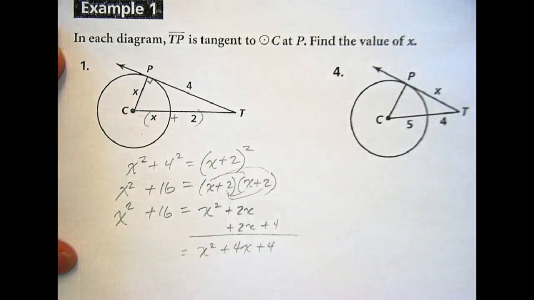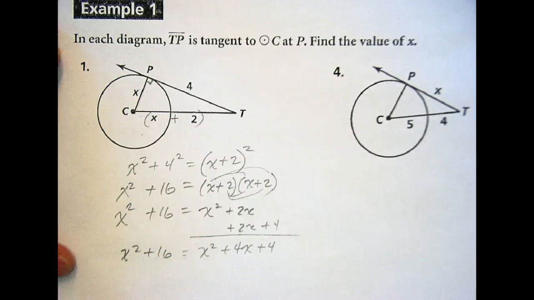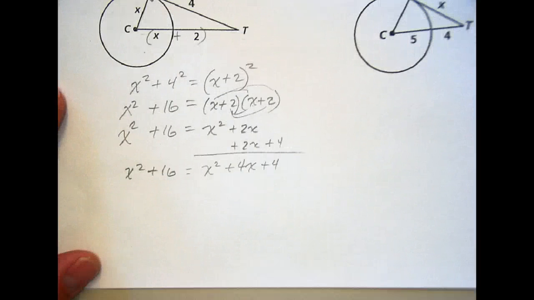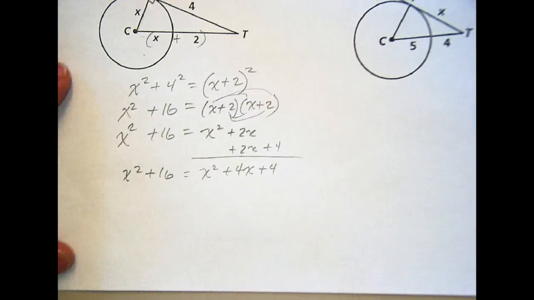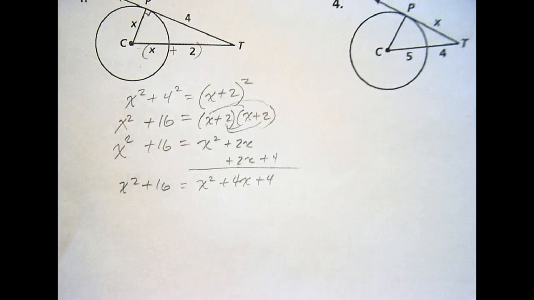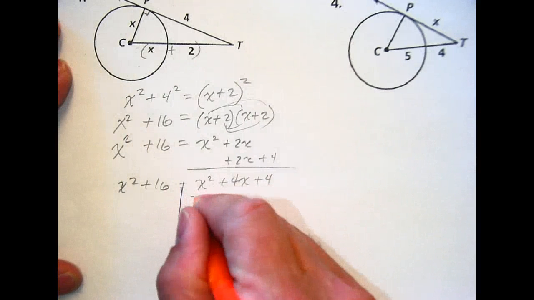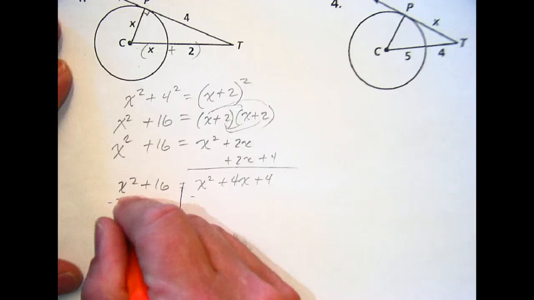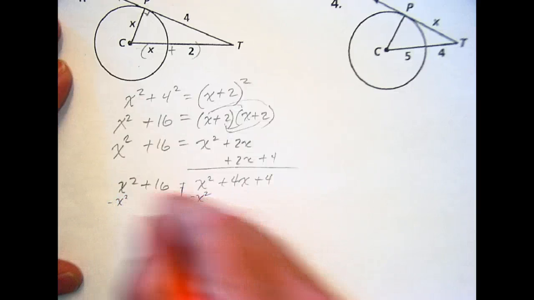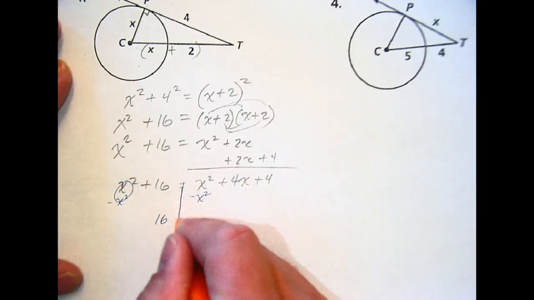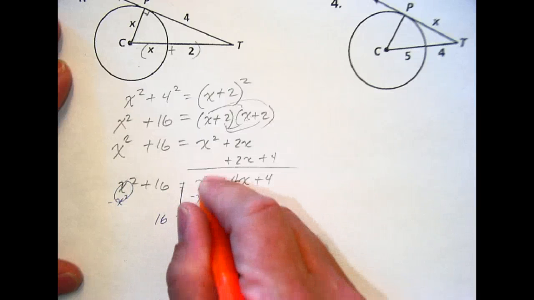equals x squared plus 16. Now you have quadratics that you're dealing with on both sides, which is nice because when you subtract, the quadratics disappear. You collect your x's on the same side. If I take away x squared from both sides, those cancel. I'm left with 16 equals 4x plus 4.